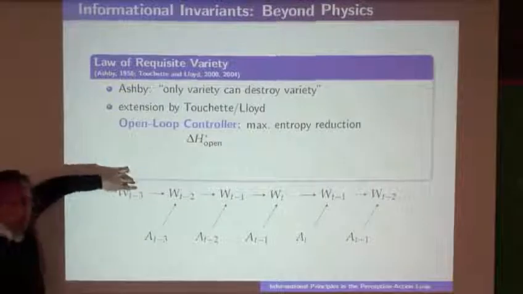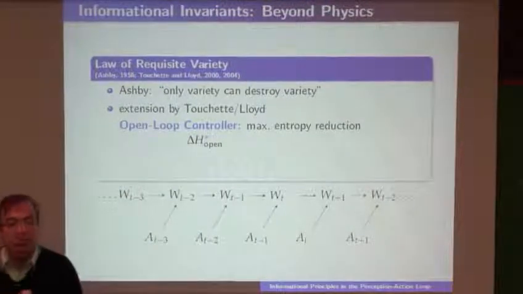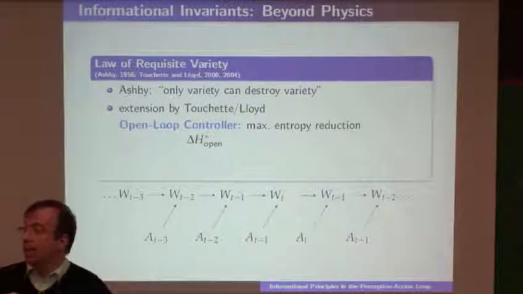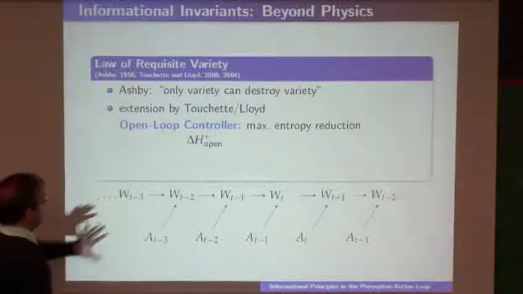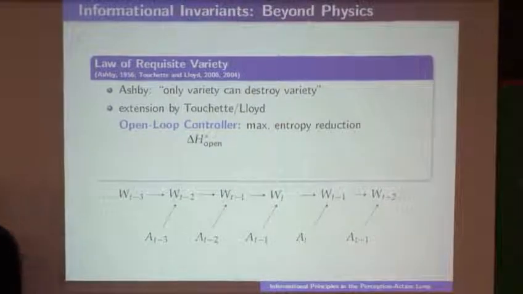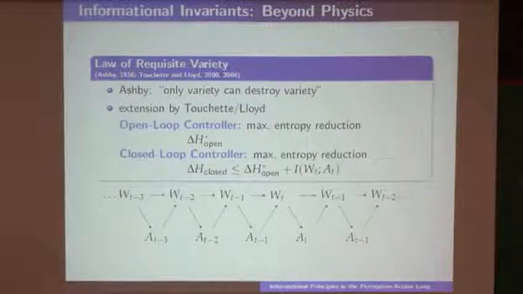If I want to reduce entropy in the world by a certain amount, delta H, I can ask, what's the largest amount of entropy I can squeeze out of the world? And I can pick the actions that do that. When I do that, I get an optimal value, which is delta H star open. Open means no access to world information. I close the loop now.